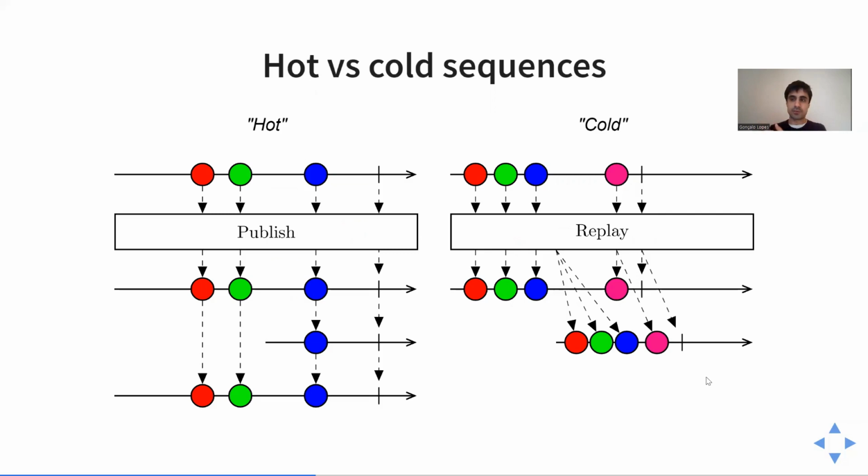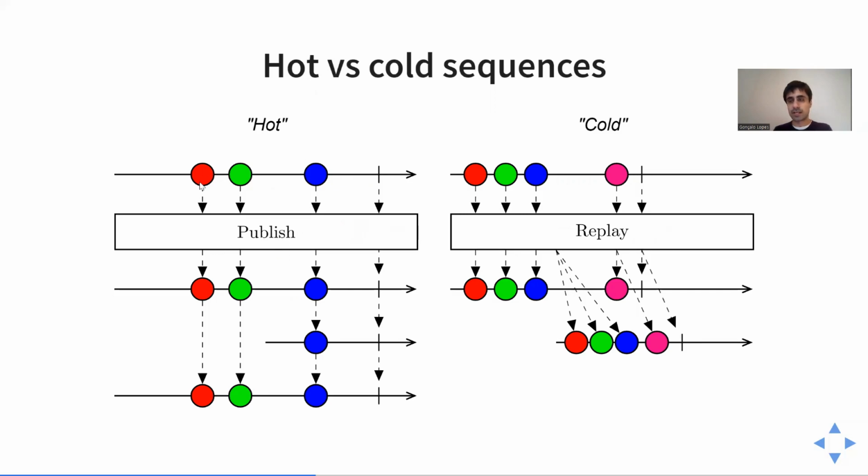Now, there are operators that allow you to convert from a hot to a cold sequence and from a cold to a hot sequence. They are respectively publish and replay. So we can look at this in the context of these two sources we were just looking at. Let's say we take the file capture that is here and we feed it through publish. So what will publish do?